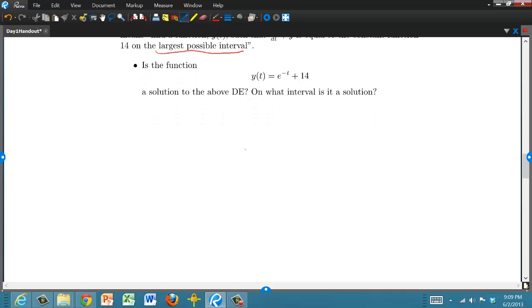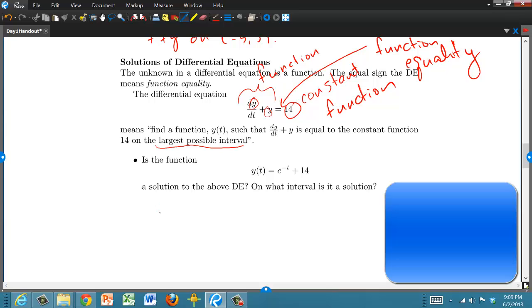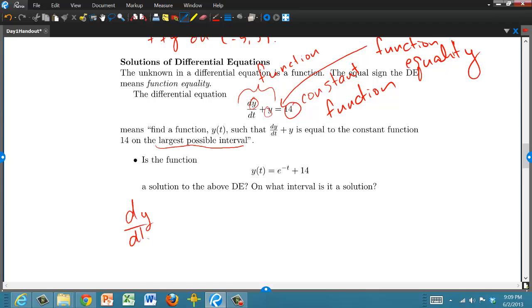So here's a question for you. Here's a differential equation, dy/dt plus y equals 14. Is e to the negative t plus 14 a solution to the ODE? Take a minute to think about it. Can we check if they're the same? We just have to calculate. We have to calculate dy/dt. That's going to be negative e to the negative t. We have to calculate y of t, that was given to us. That was e to the negative t plus 14.